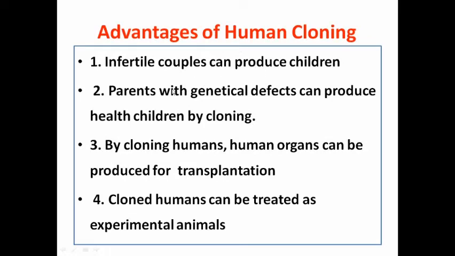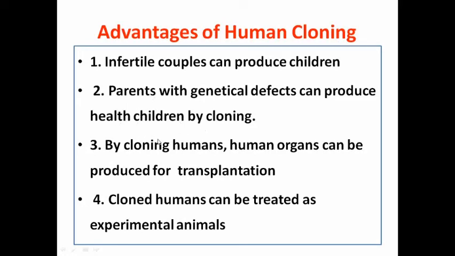The second one, parents with genetic defects can produce healthy children by the cloning method. Nowadays another problem is that most people are affected by various genetic disorders, isn't it? Such parents would like to have healthy children, so they can follow the human cloning method.